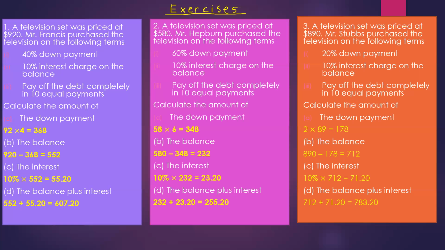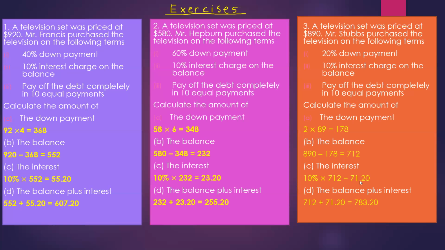And then for C, to get the interest, it is 10 over 100 multiplied by 712 over 1, which you cross out the 0 from the 10 and 10 from the 100. It's 712 times 1 divided by 10, which gives you 712 divided by 10, gives 71.20.